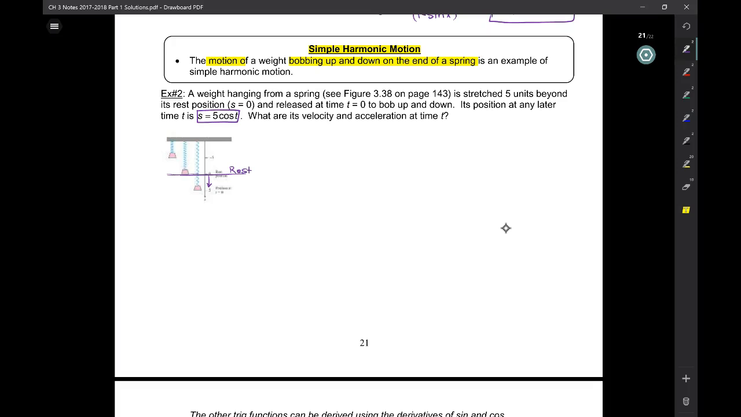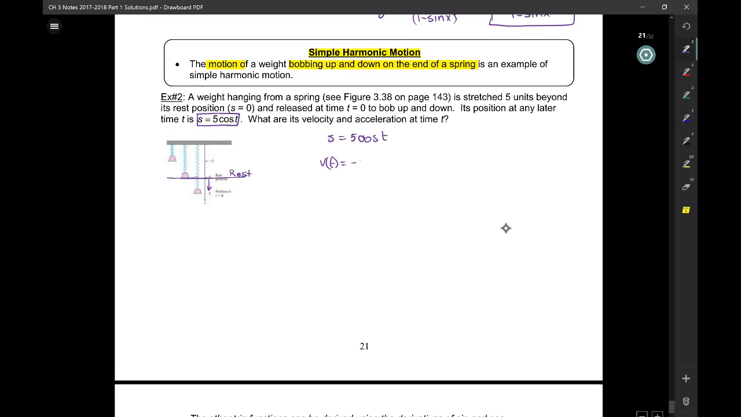So if this is s, and you're given s, how would you find v of t? Take the derivative. So it would be what in this case? Negative 5 sine t. Questions? Sorry, it's 5 cosine t. So the velocity is negative 5 sine of t.